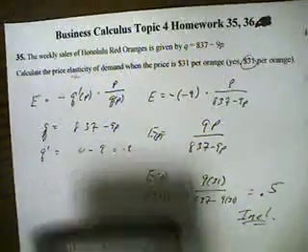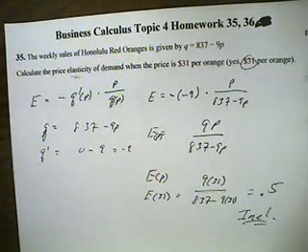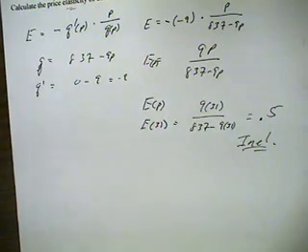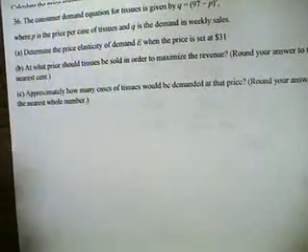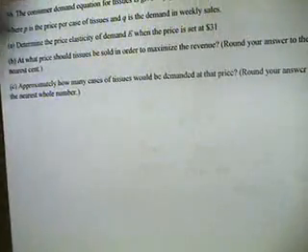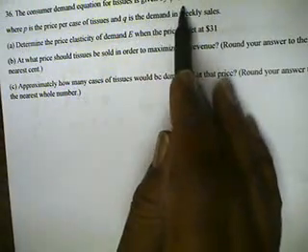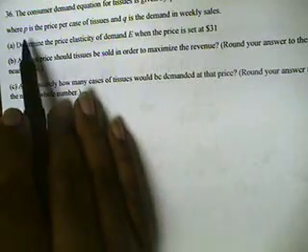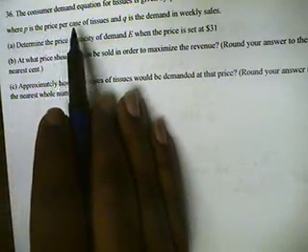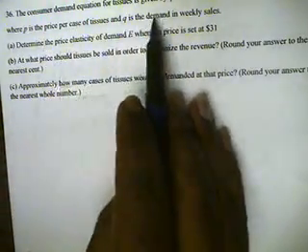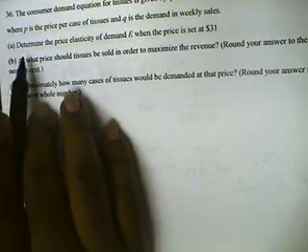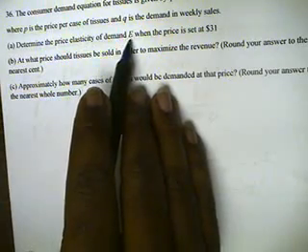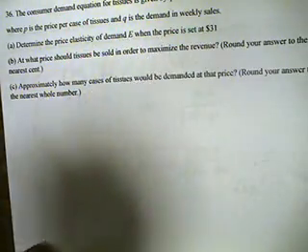Now let's take a look at 36. On 36 we have, here it is. The consumer demand equation for tissues is given by Q equals the quantity 97 minus P all squared, and P is the price for each case of tissues, and Q is the demand in weekly sales. First, determine the price elasticity of the demand E when the price is set at $31.